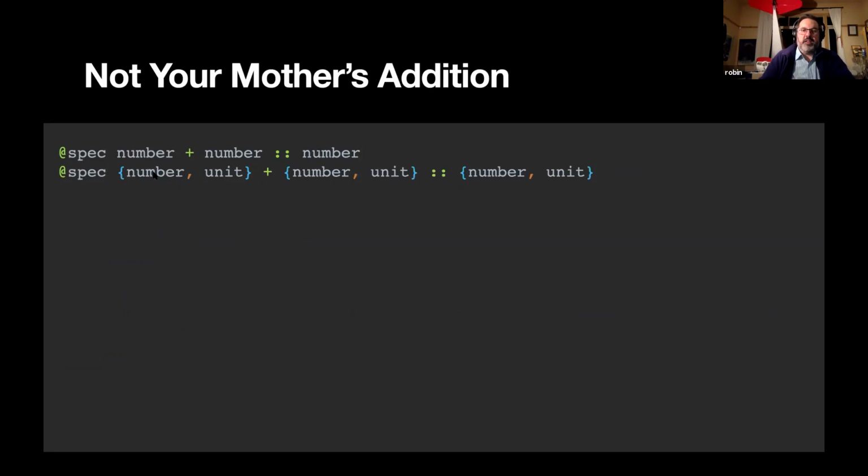And then if you're going to add two numbers with units together, like 1 meter plus 2 meters or 1 inch plus 2 feet, we're going to produce another one of these tuples. And the implementation looks like this to start off with.